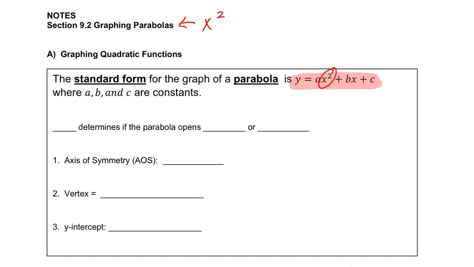So the different letters, the A, the B, and the C, tell us different things about how the parabola looks without having to graph it. It also helps us with graphing the parabola. So the first letter that we're going to talk about is A. The A value determines if the parabola opens up or down. If A is positive, it opens up. If A is negative, it opens down.